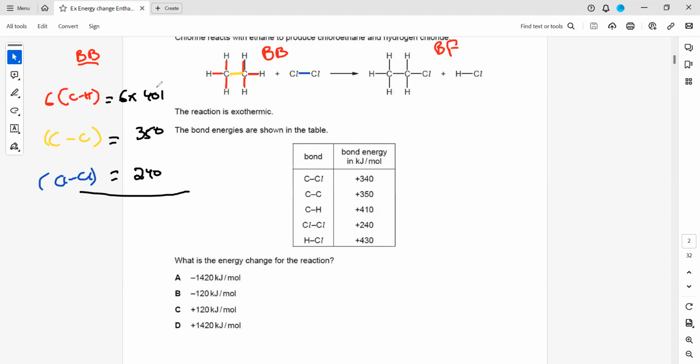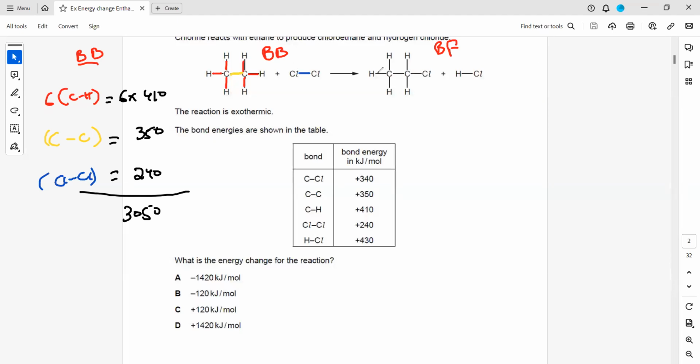It's 410. This is not 401, by mistake I wrote it here. Okay, this is 410. So 3050 is the bond breaking energy. Then we'll find the bond forming energy.